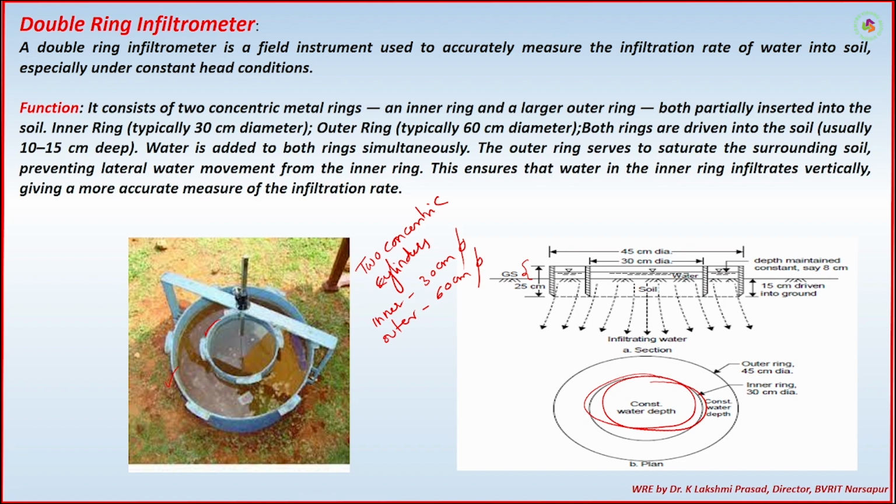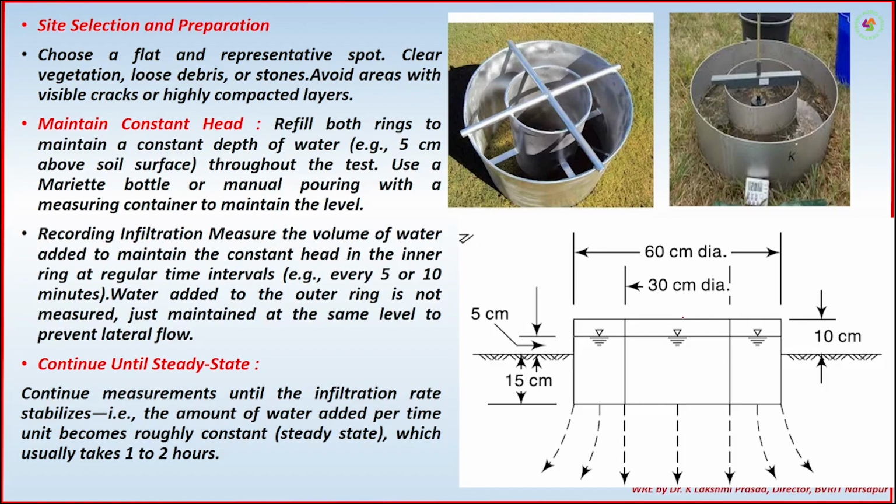The outer cylinder's purpose is very simple actually, to arrest the lateral flow. So the outer cylinder will stop that lateral flow. That is why, if you observe this inner cylinder part, most of the water will be going down only. So that is the advantage in this particular thing actually.